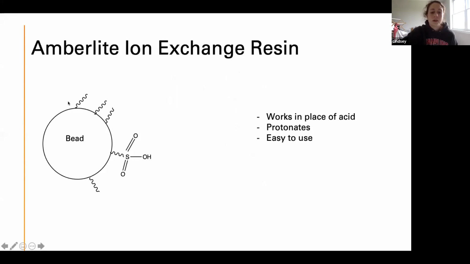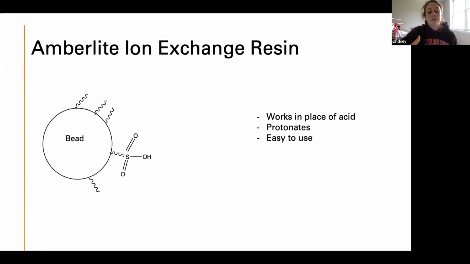And they use it in place of an acid to protonate specific places that they want to protonate. And something interesting about it is that it's super easy to use. It's just these beads, and you throw them into the reaction flask, and you let it react.